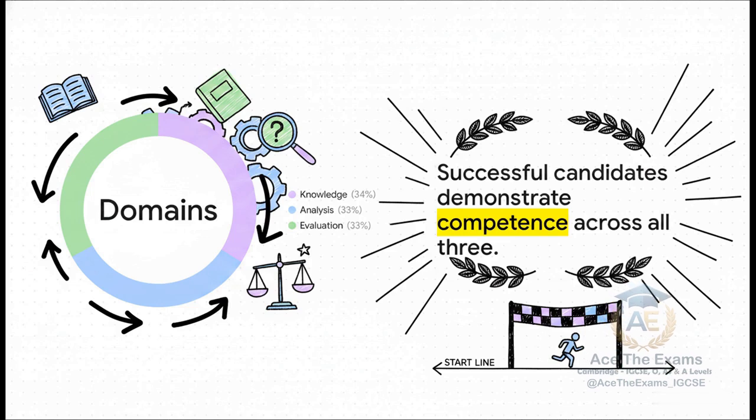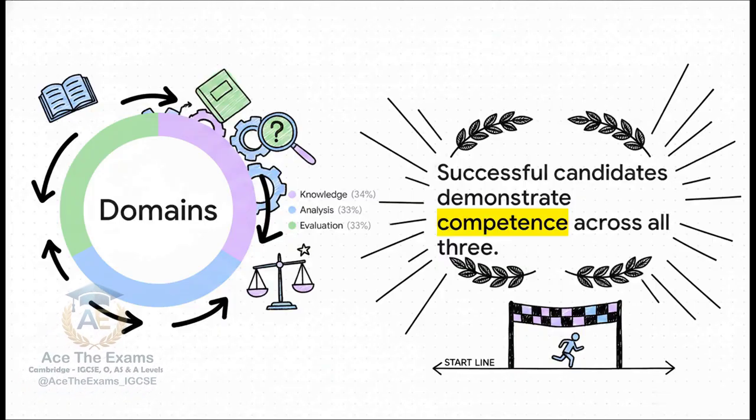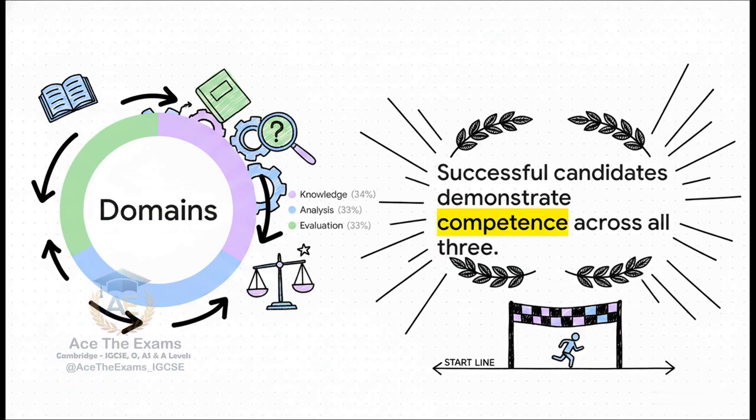But look at this breakdown. It's an even 33% split across the board. So successful candidates have to demonstrate equal competence across all 3. Raw knowledge? Well, that just gets you a seat in the courtroom. But analyzing how the author constructs meaning and evaluating those choices, that's what actually wins the case.